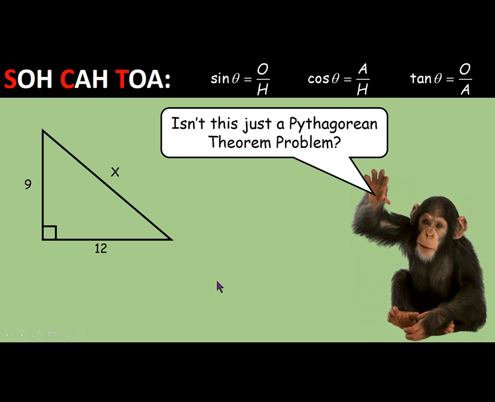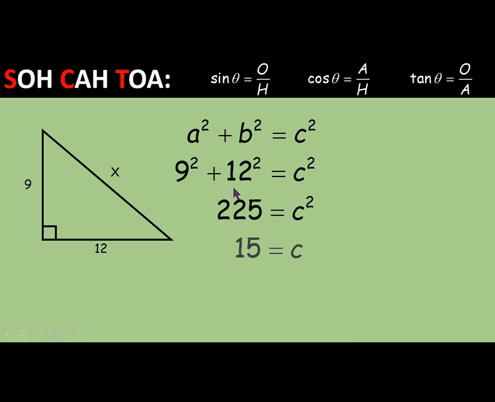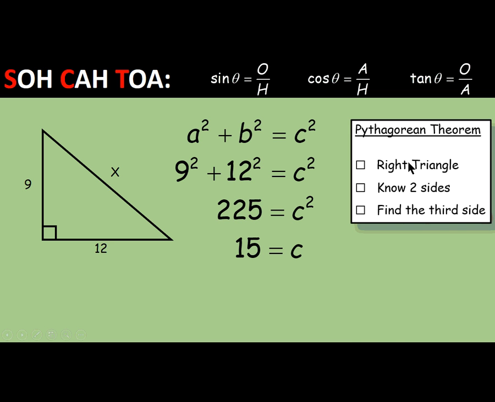This is just a Pythagorean theorem problem. See, if we know two sides and want the third, we can just use the Pythagorean theorem, plug in our numbers, and solve for our missing side. That's when we have a right triangle, we know two sides, and we want to know the third side.